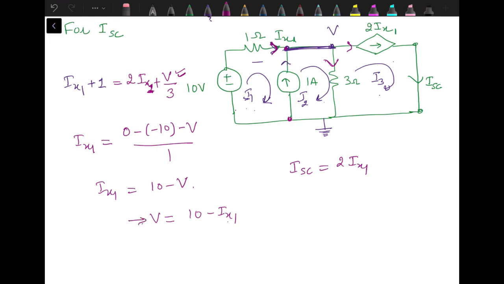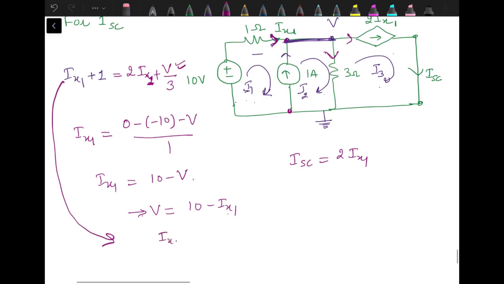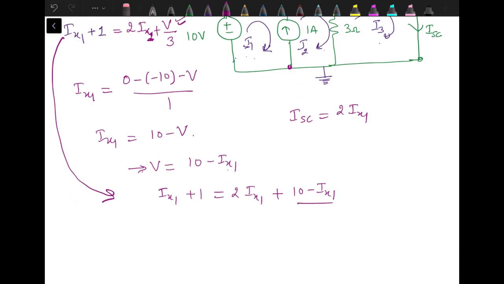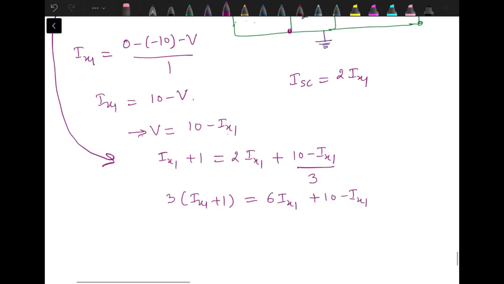Now when we use this value of V in this equation, we have Ix1 plus 1 equal to 2 times Ix1 plus (10 minus Ix1) upon 3. So this will give us the equation as 3 times Ix1 plus 1 equal to 6 times Ix1 plus 10 minus Ix1. 3 times Ix1 plus 3 equal to 5 Ix1 plus 10, which will give us a value of Ix1 as minus 7 by 2 ampere.